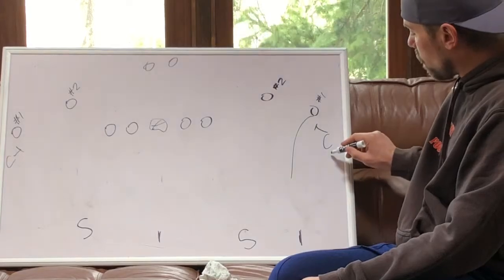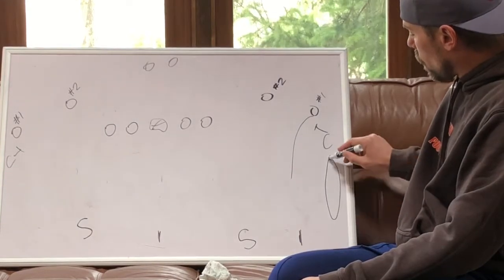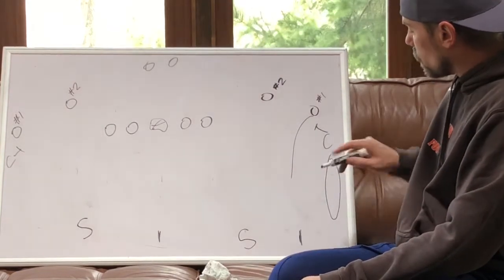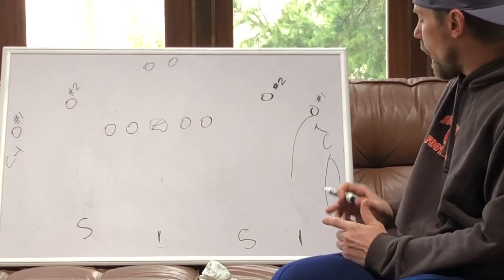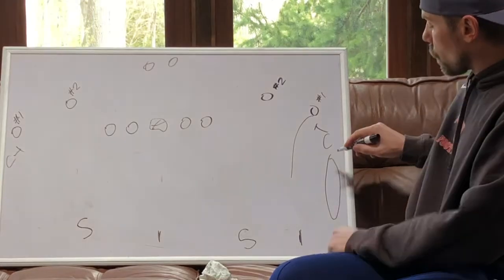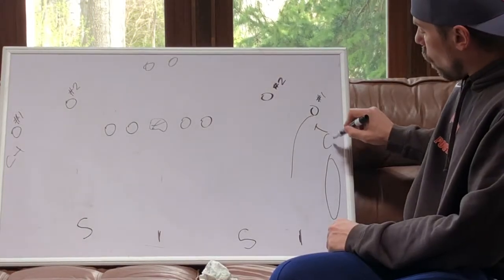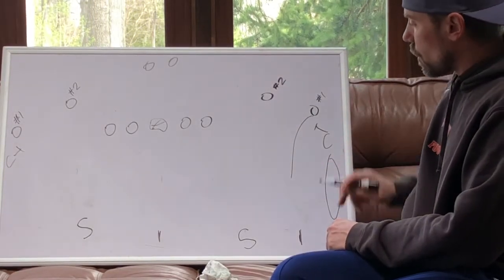And this is an area that people like to attack against cover 2. Over the corner, under the safety on the sideline. We call it the hole, okay? It's a big area that people like to attack. So when we talk about attacking the hole in cover 2, that's what we're talking about. Over the corner, under the safety, on the sideline.